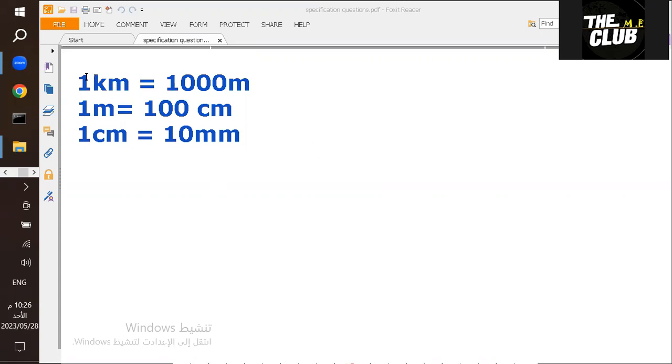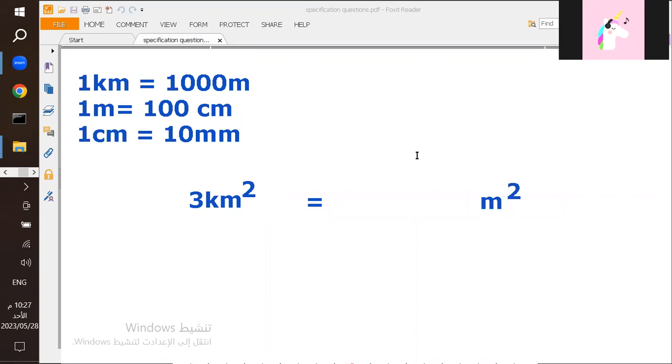It's so easy. To turn kilometers into meters, because kilometers are big, we're going to multiply by 1,000. If we turn meters into kilometers, we're going to divide by 1,000, right? So we're going to follow the same steps here. For example, if I'm turning 3 kilometers squared into meters squared, just multiply by 1,000, that's it.